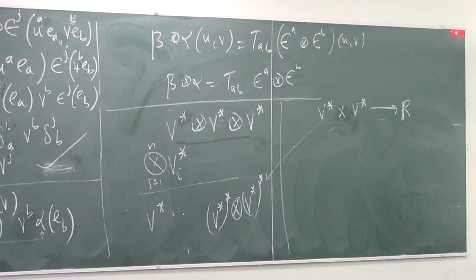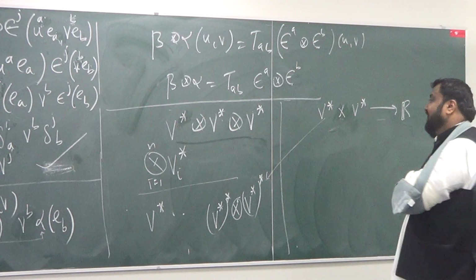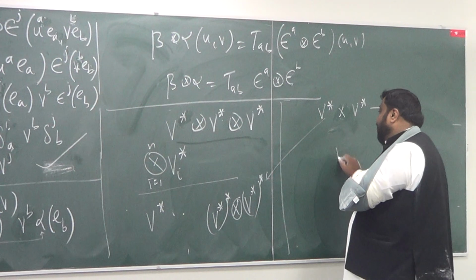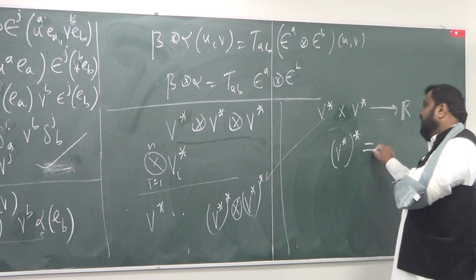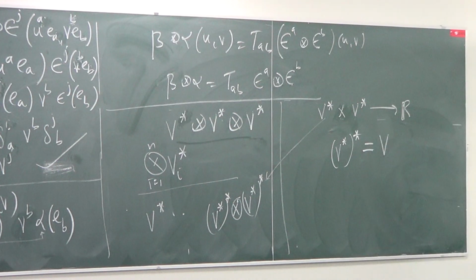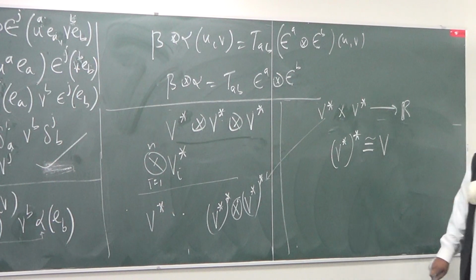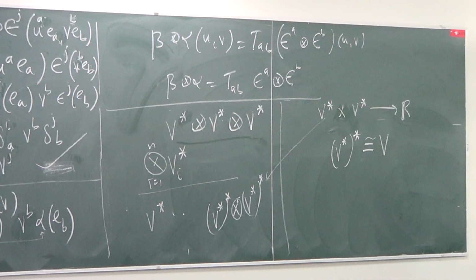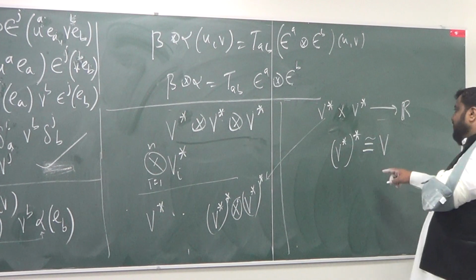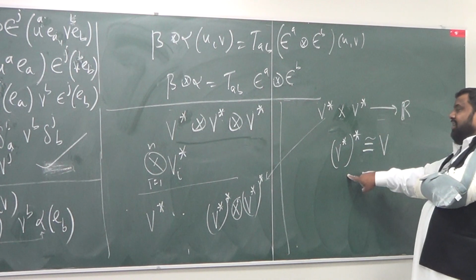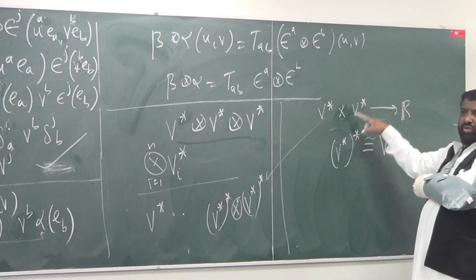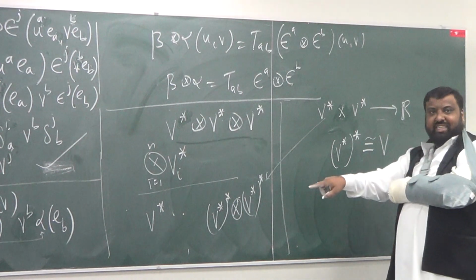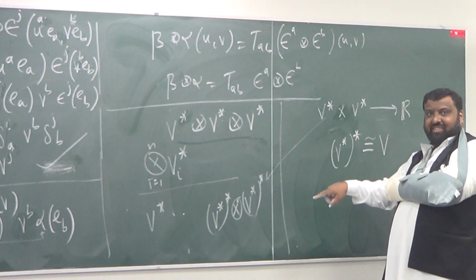But since we are in finite dimension, here's a very interesting thing. Since we are in finite dimension, you can prove that V star star is actually V itself. So it's really isomorphic, not equal to, but isomorphic. Getting the point? So in other words, the tensor product space that you get out of this is just V tensor product V actually.